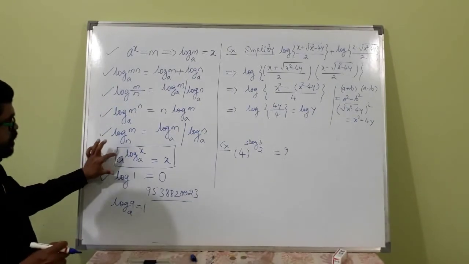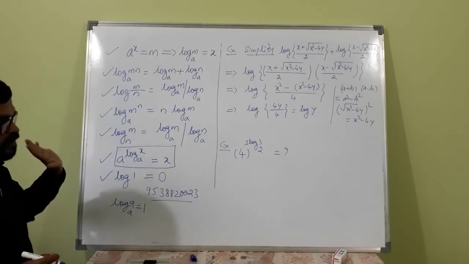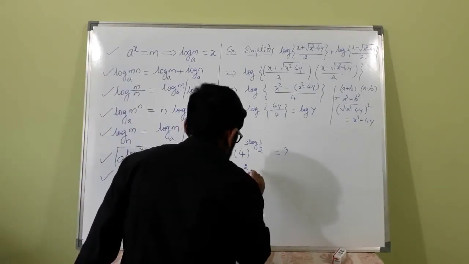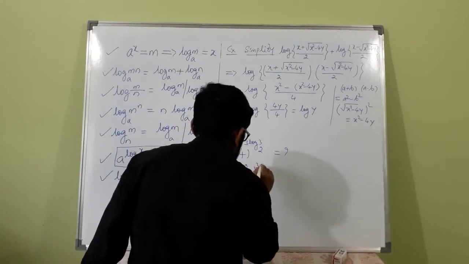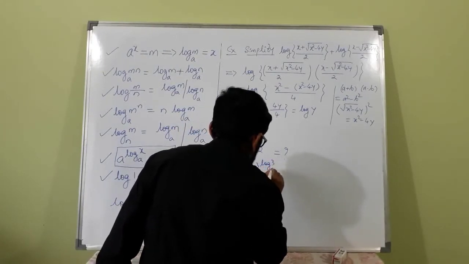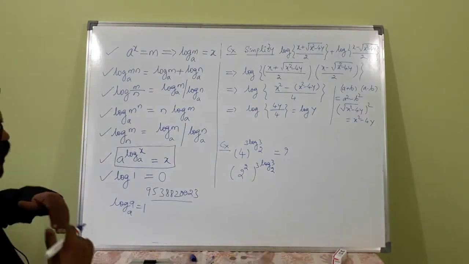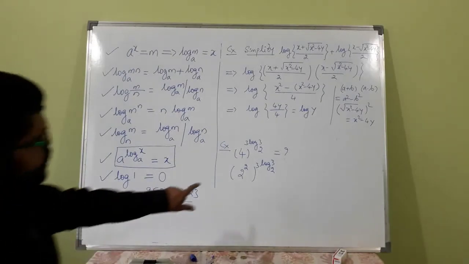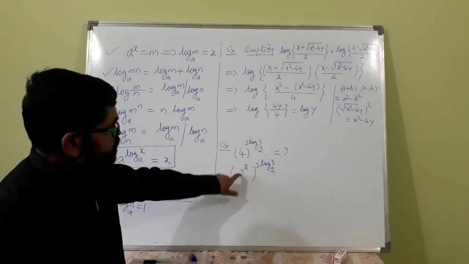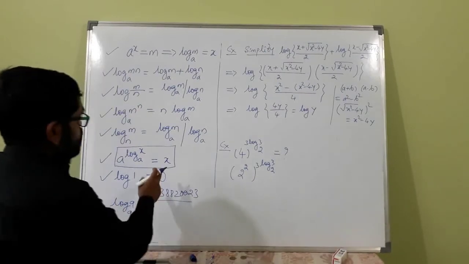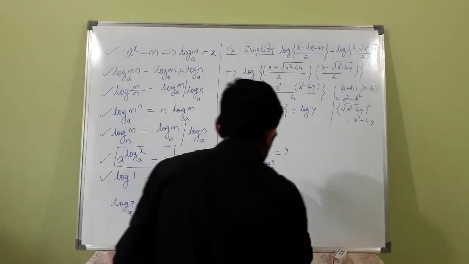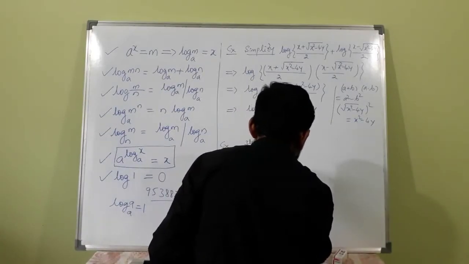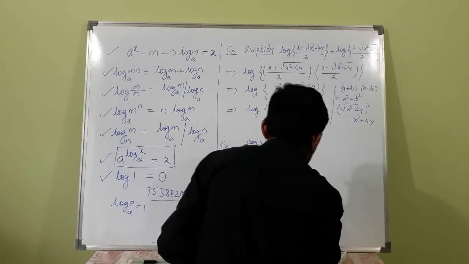You have to apply the a to the power log x to the base a formula here. So this is 2 to the power 2, 3 log 3 to the base 2. See, 4 is raised to the power 3 log 3 to the base 2. I expressed 4 as 2 to the power 2. What happens? a raised to m raised to n is equal to, this will get multiplied. So 2 to the power 6 raised to log 3 to the base 2.